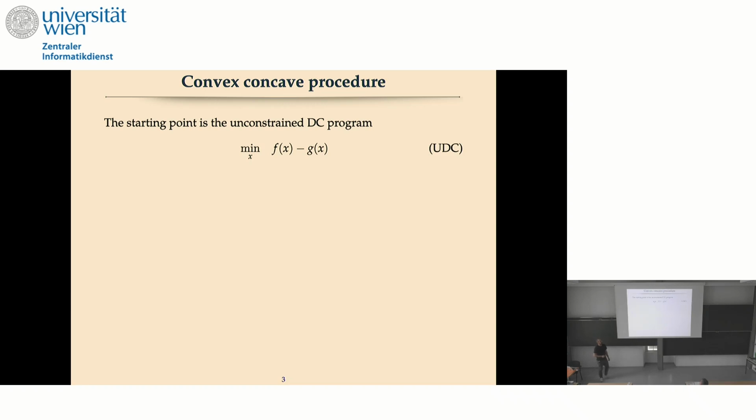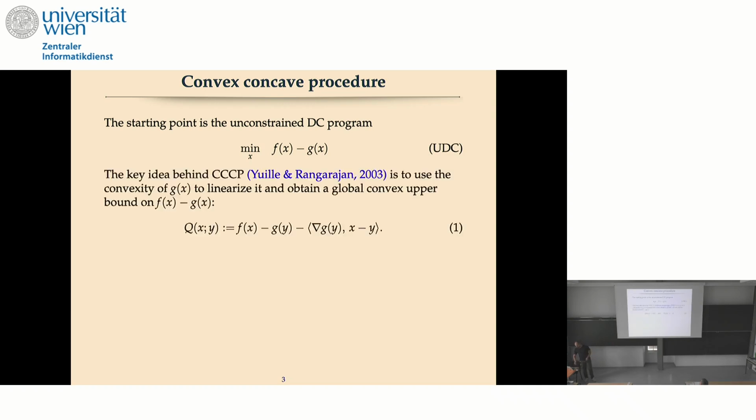So we will start from the unconstrained setting. The starting point for the unconstrained DC programming is this simple optimization problem formulation. And the key idea behind the convex-concave procedure, it's maybe a specific case of DCA. Some of you might be familiar with the DCA algorithm. The CCCP and DCA are just different in terms of their assumptions on the differentiability of the terms. So here we will assume that f and g are differentiable.